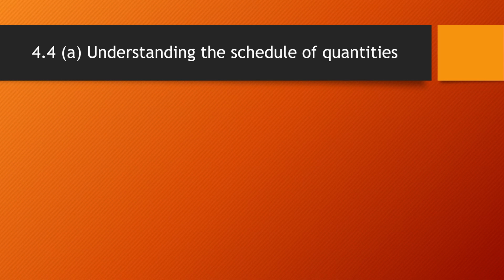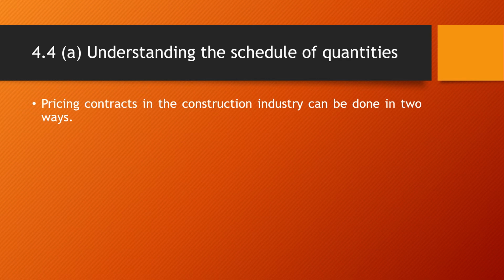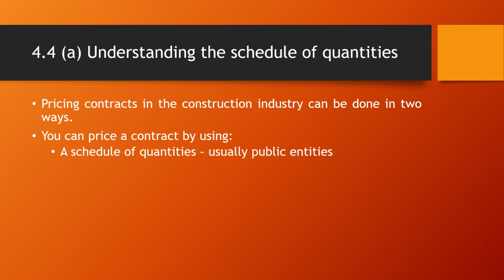Okay, now let's go a little bit deeper on the schedule of quantities. The pricing of contracts in the construction industry can be done in two ways. That is, you can price a contract by using the schedule of quantities. Usually, if you're tendering on a government contract or any other government entity contract, they get the engineers or the quantity surveyors to draw up a bill of quantities, to draw up all the quantities.